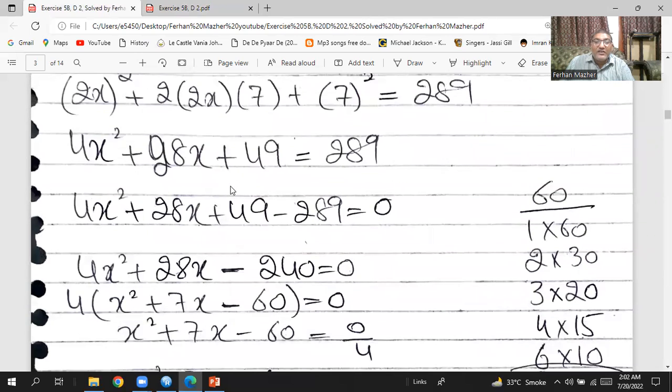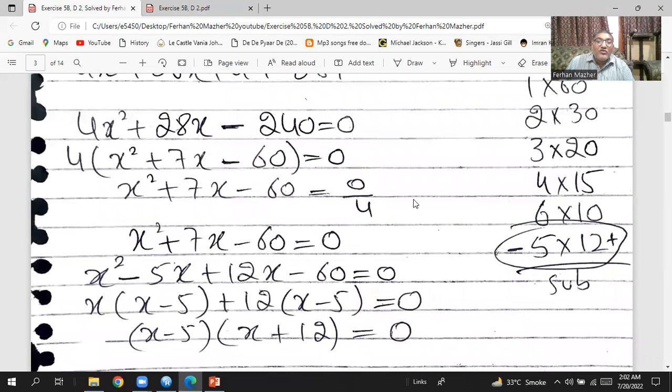To bring this 289 to the other side, you will have 4x square plus 28x plus 49 minus 289 is equal to 0. From these terms, 4 can be common from all of them. So I will take 4 common, and you will have x square plus 7x minus 60 equals to 0.